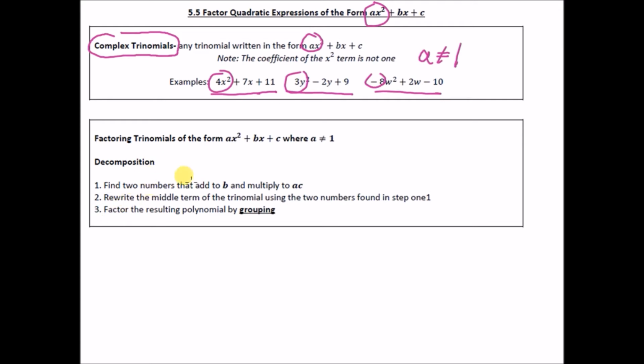So we're going to take a look at two numbers that multiply to ac this time and add to b. Okay, we're going to rewrite that middle term with the two terms that we found in step 1, and then we're going to factor by grouping. So let's go ahead and do that.